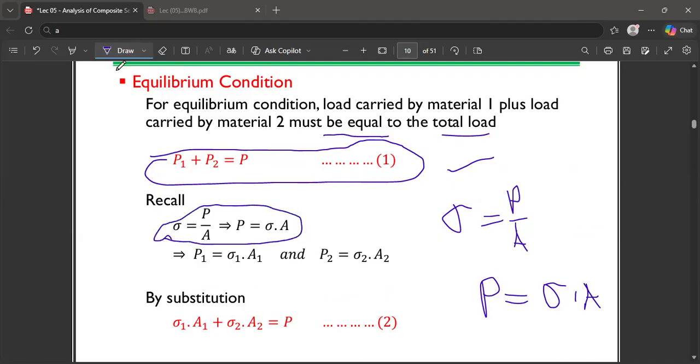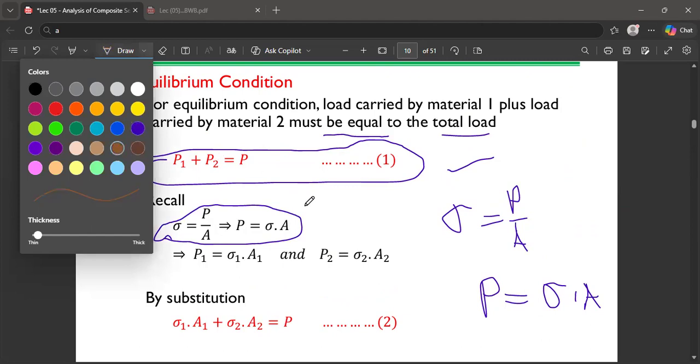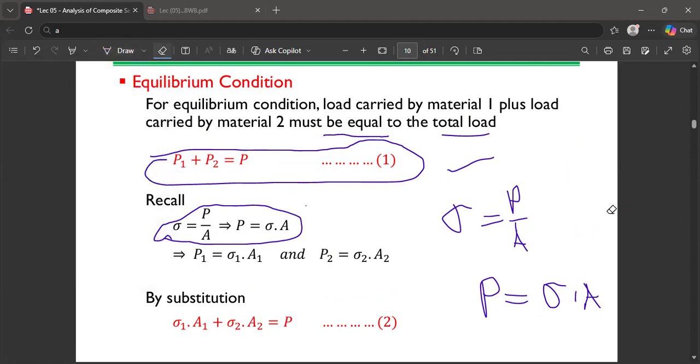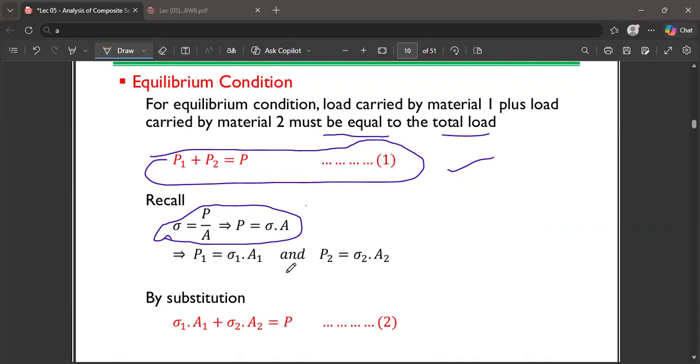That is all they are trying to explain in this line over here. I also want you to note that P1 can be expressed as this, and P2 can be expressed as this, in terms of the equation that I have written over here.